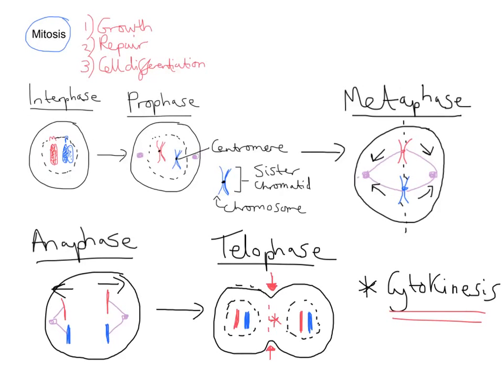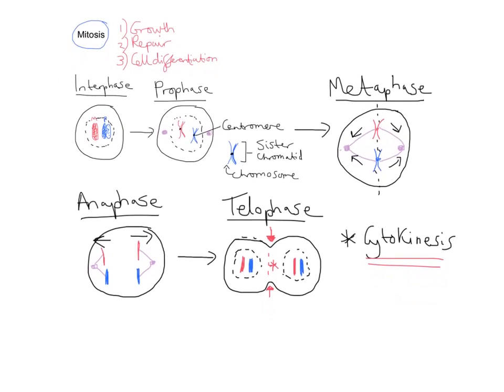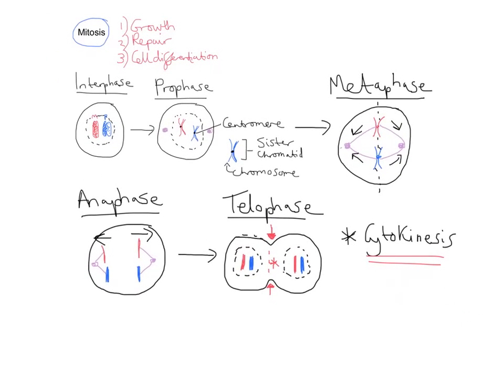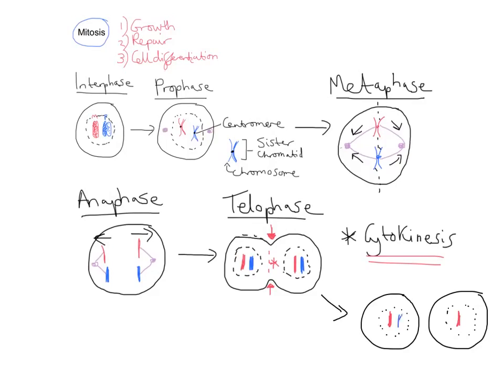So we can see after telophase, again if I shrink this down, just move this up a little bit, after telophase, what we've ended up with are two cells, draw the nuclear envelope around both, and in both of those cells we can see one red and one blue chromosome. So just one pair in each. And that is what we started with.